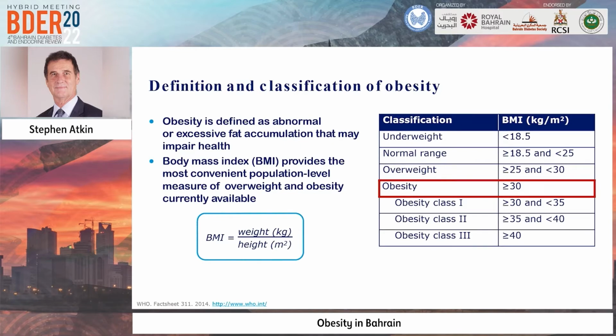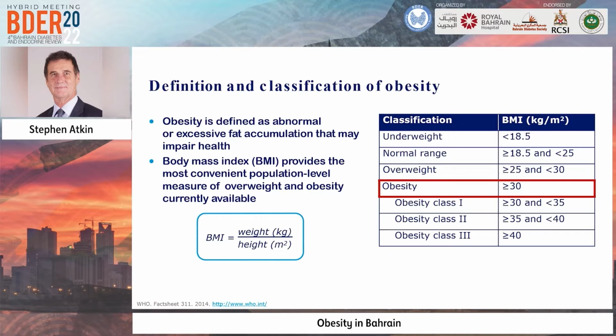So the definition and classification of obesity is shown here. Normal weight is 18.5 to less than 25, and this is defined by the body mass index, which is weight in kilograms over height in meters squared. And overall, obesity is defined as an abnormal or excessive fat accumulation that may impair health.